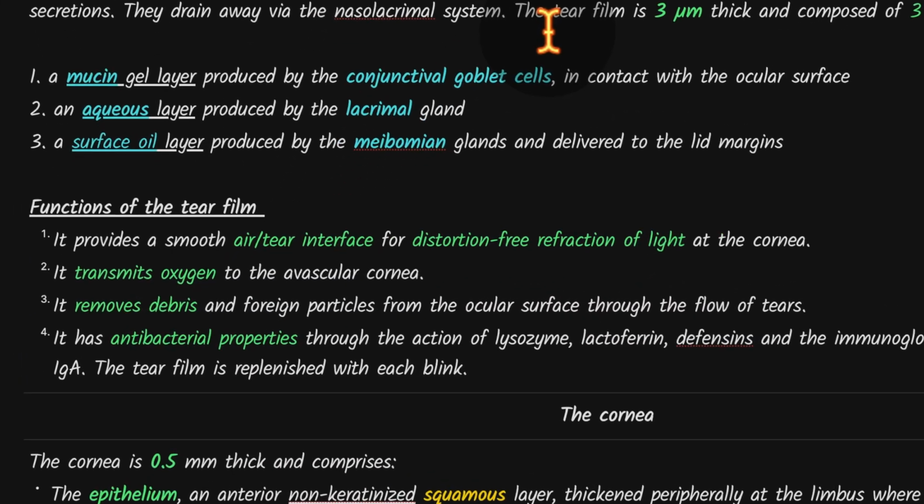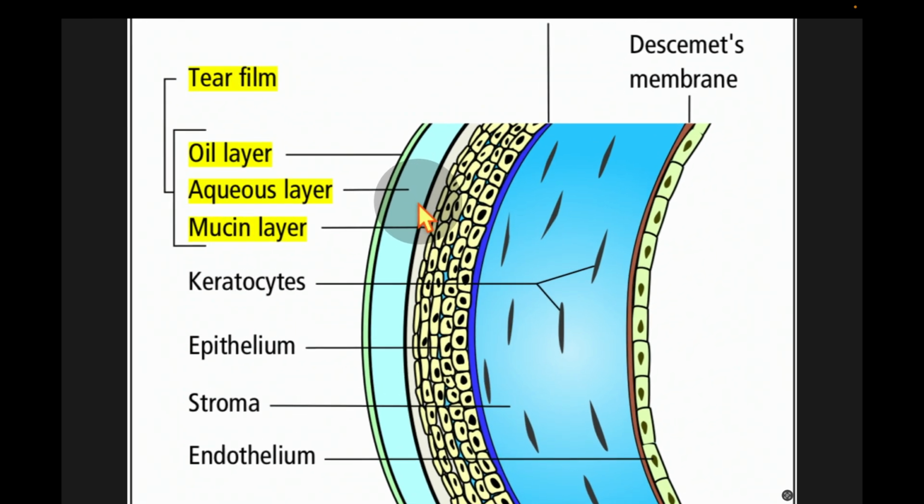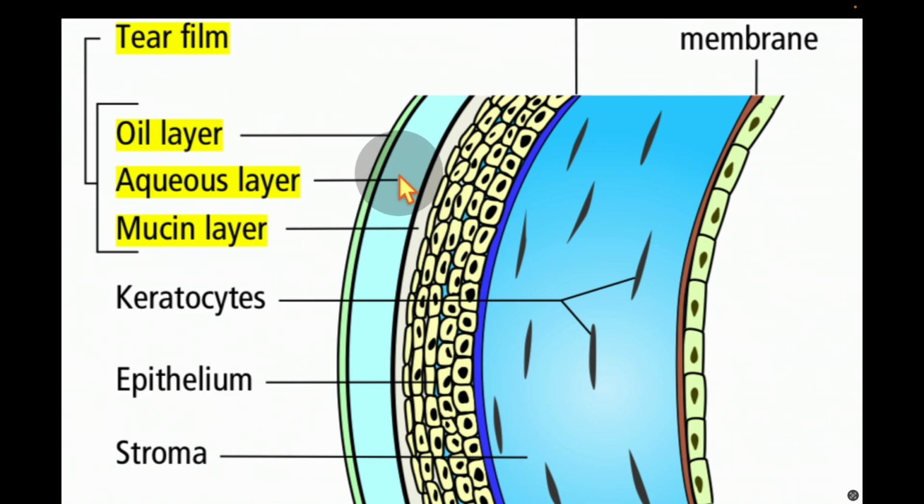From inside to outside, first of all, you have the mucin layer, made by the conjunctival goblet cells. Then you have the aqueous layer, made by the lacrimal gland. And then you have the oil layer, made by the meibomian glands, which is the outermost layer of the tear film.